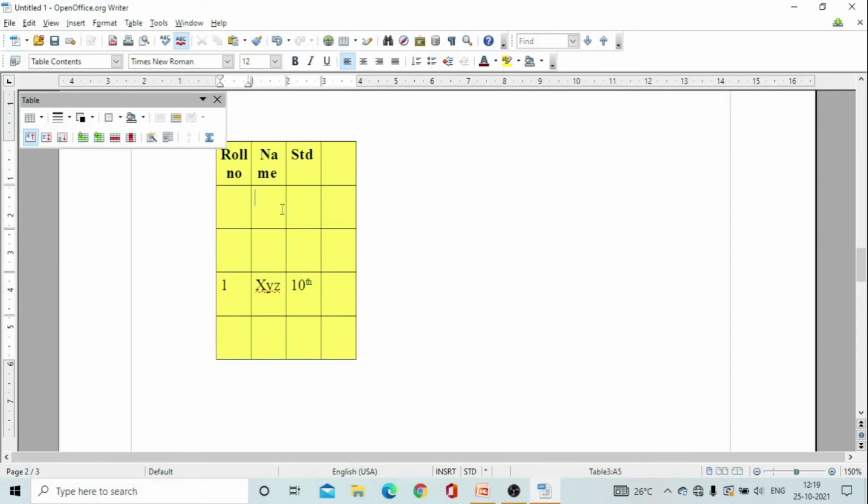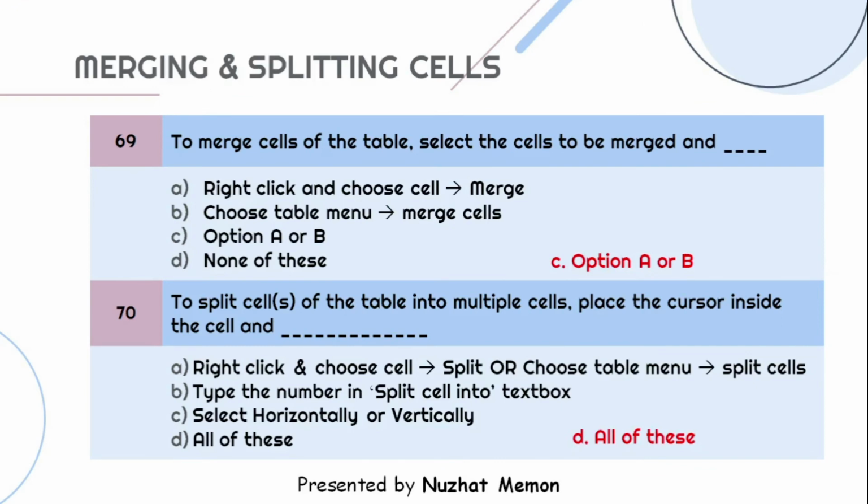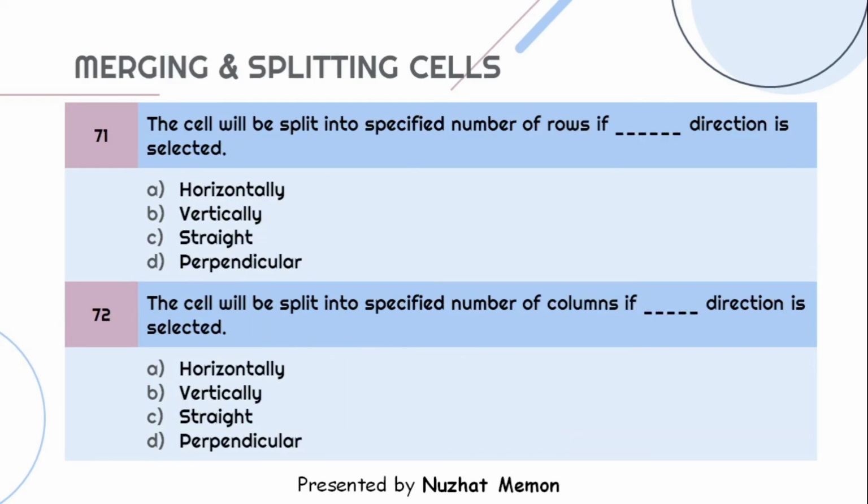So we have to merge these two cells. For example, either I can go for this option or I can go for table and then merge cells. So we have merged a cell now. Now next question, to split cells of the table into multiple cells, press the cursor inside the cell and dash all of these. That means you have to right click and choose cell, then split, or you can choose table menu and split cells. You can type the number in split cell into text box and select horizontally or vertically. So these are the steps. All of these are correct. So we will do this.